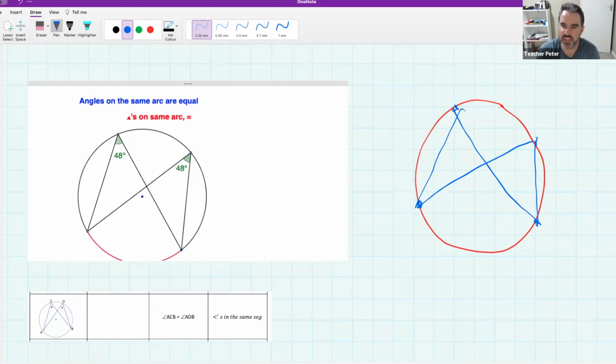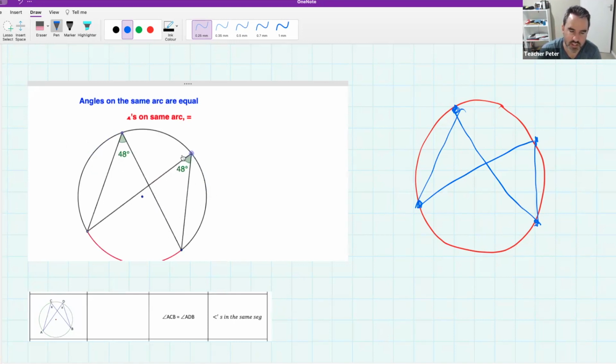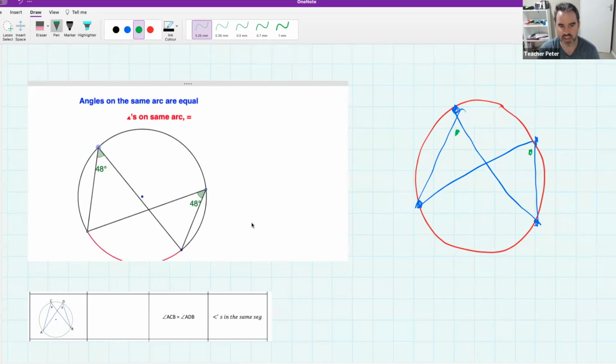This is also a theorem that deals with cyclic quads. But what's weird is in the butterfly, it doesn't matter where the wings end up going, the angles will always be equal. So this angle over here will be equal to that angle over there. And we call this theorem angles in the same segment.